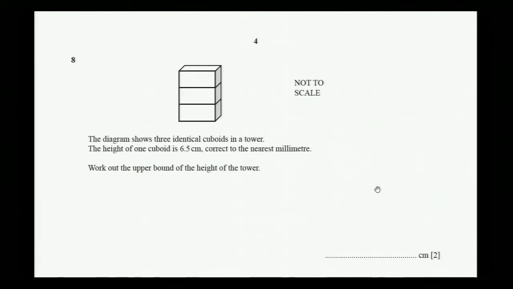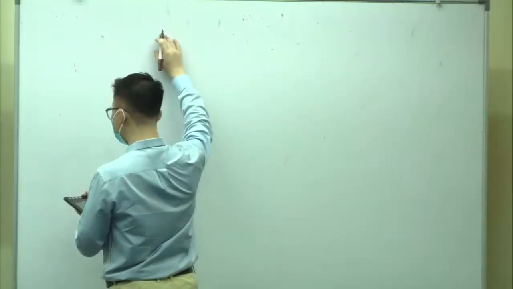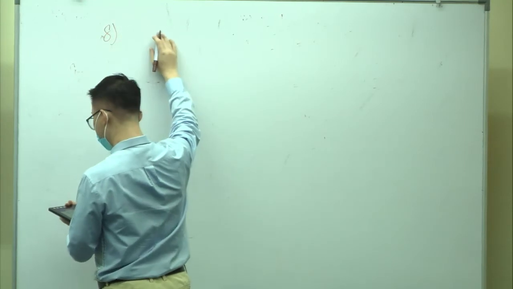So the height of the one cuboid is 6.5. This 6.5 you need to change to the upper bound first, right? Because we want to get the upper bound. We need to get the upper bound for this height of one cuboid. This is question 8, okay?